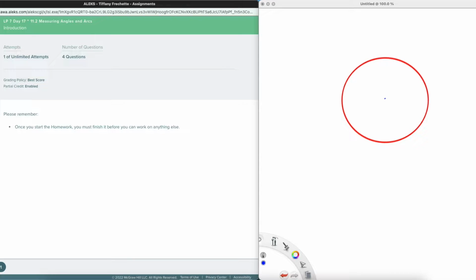All right, welcome to Chapter 11, Section 2, called Measuring Angles and Arcs. This is for Integrated Math 2 or IM2. So a couple things you'll see on your screen here. The first thing you should see is the due date. I don't see it on my teacher preview, but you will see it on your student screen.